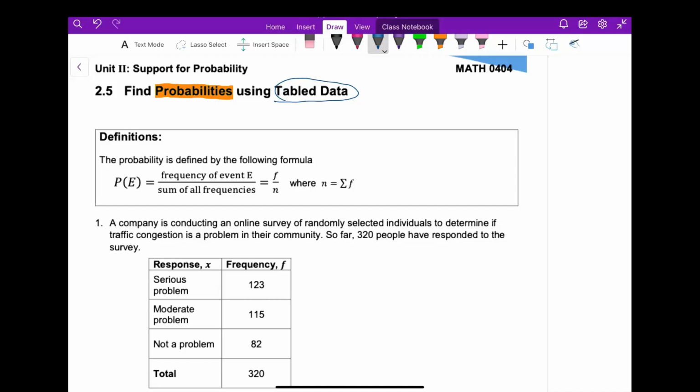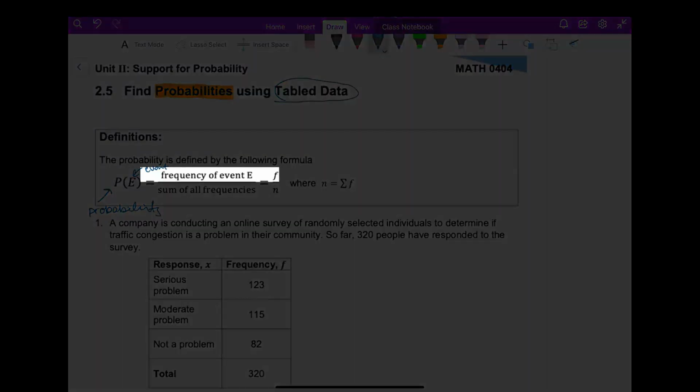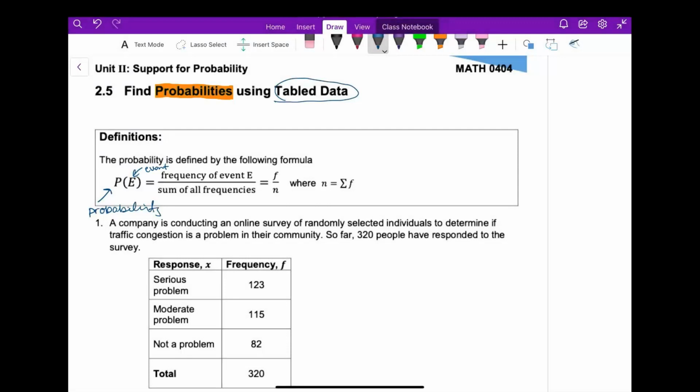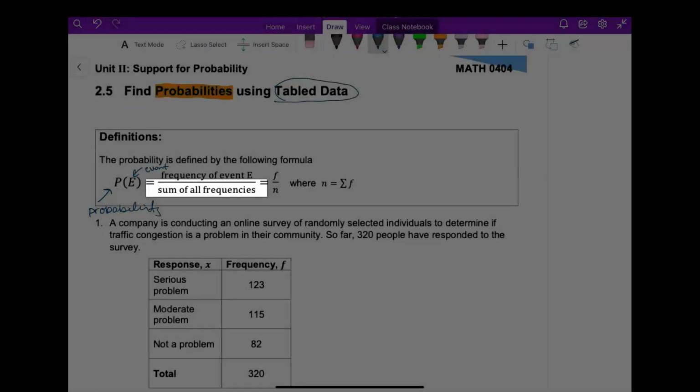So bringing back an idea that you saw in section 1 and the probabilities that we saw at the beginning of section 2. So here's a definition. The probability is defined from the following formula. The probability of E, I hope that you've been noticing that we always use P for probability. And then E, in this case, stands for event. So how do we find the probability? We use the frequency of the event E in the numerator divided by the sum of all frequencies.